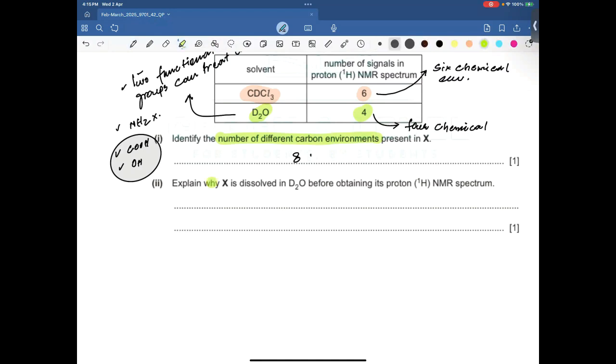Explain why X is dissolved in D2O before obtaining its proton NMR spectrum. This is done for fair comparison between proton NMR and carbon-13 NMR, and secondly, it is used to map the carbon skeleton and provide a deuterium lock signal. That's very, very interesting.